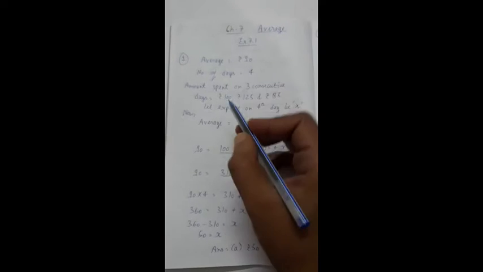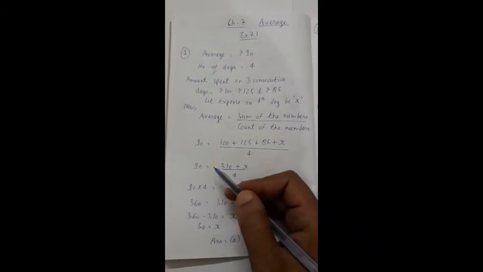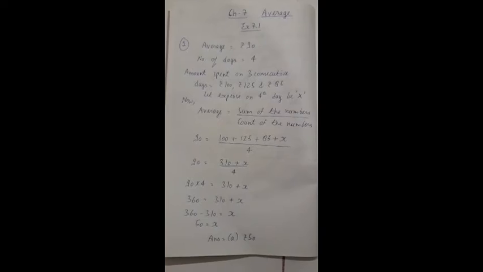So the average is given, rupees 90, and the number of days is 4. The amounts spent on 3 consecutive days are given: 100, 125 and 85. So let the expense on the 4th day be x. Now you know average equals sum of the numbers upon count of the numbers. So 90 equals (100 + 125 + 85 + x) upon 4. You will get 90 equals (310 + x) upon 4. So cross multiply and simplify it. You have to find the value of x. You will get x equal to 50. So the answer will be A part, that is rupees 50.